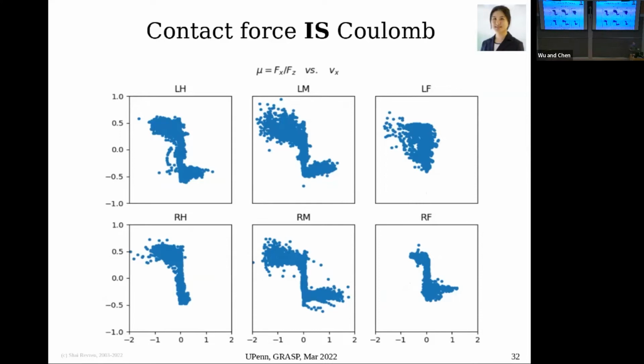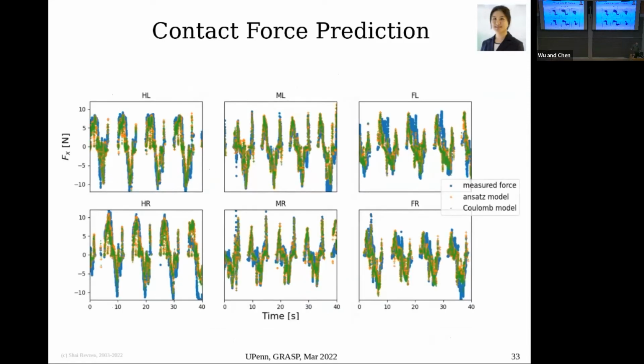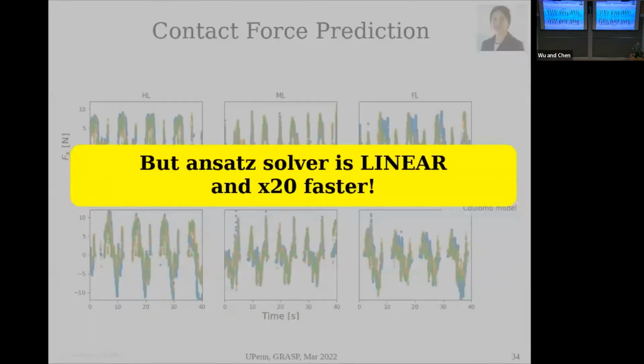So now the question is, okay, are we predicting the right contact forces? Well, the answer is yes. Measured force, sometimes not predicted so great, but the ansatz model and the Coulomb friction model give almost exactly the same answer. Okay. So what's going on here, right? Something fishy is going on, especially since the problem in the ansatz is a linear problem. So you just invert a 3x3 matrix, it runs about 20 times faster than trying to solve the Coulomb friction problem. It's just a matrix inversion.